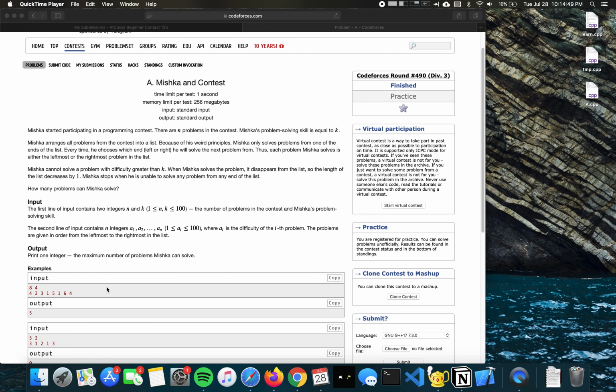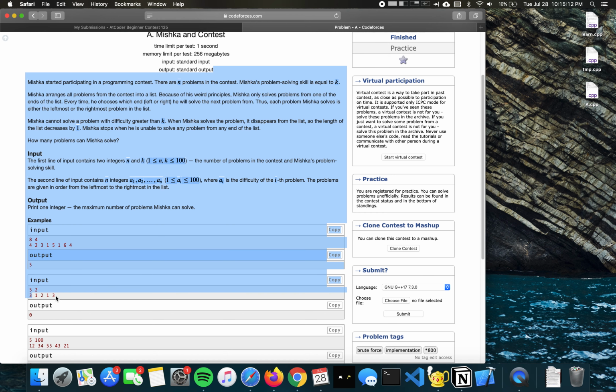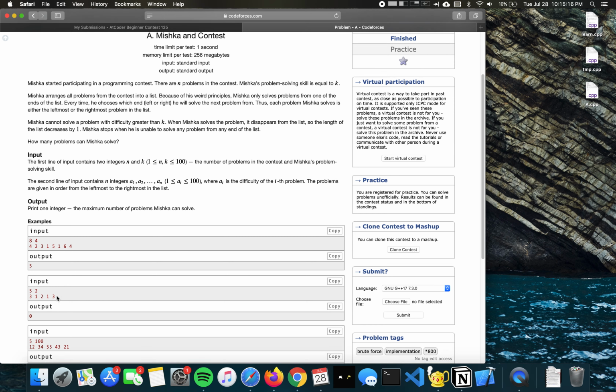If we look at this first problem, there are 8 contests, and she can solve problems with skill level of at most 4. So she can solve 4, 2, 3, 1, and then 5 is too hard. Then going from the other end, she can solve 4, but 6 is too hard. So overall, she can solve 5 contests. And same here, since the skill level is 2 and both ends are too high for her, she can't start at either end, therefore she can't solve any, and so on and so forth.